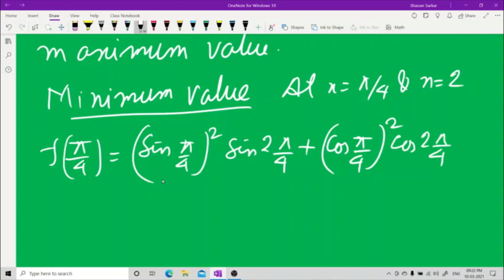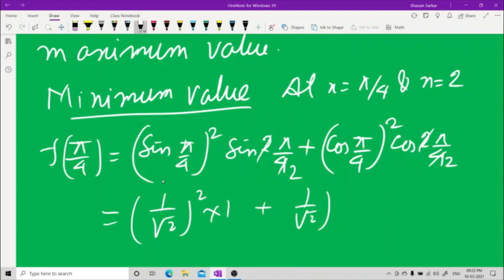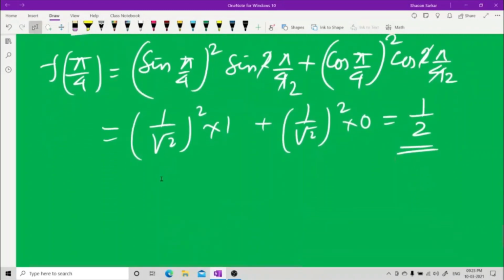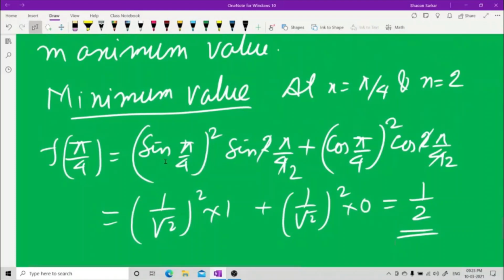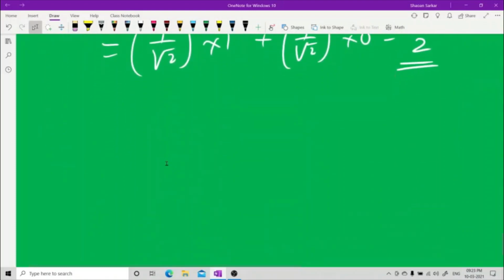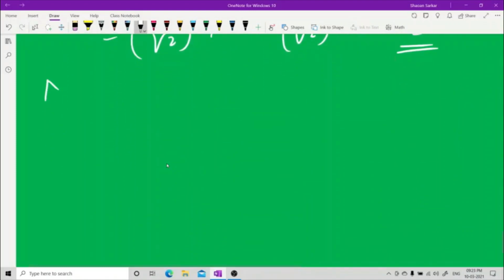So let us do it. This cancels out with this, pi by 2, this with 2. This is 1 by under root 2 whole square. Sine pi by 2 is 1. Cos pi by 4 is 1 by under root 2 whole square. And cos pi by 2, cos 90 is equal to 0. So this is 1 by 2. The minimum value is 1 by 2. Now let us find the maximum value. Let us find the maximum value at pi by 4.